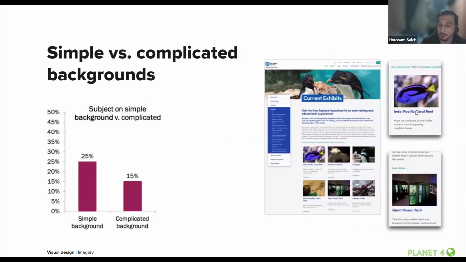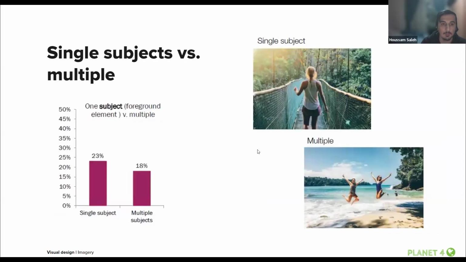In the first screenshot, it's clear what the most important image is. In the second screenshot, the lack of definition often causes people to skip over it. Also, single subjects versus multiple. People spend more time on single subjects, probably for the same reason. It's a bit more clear what the most important focal point is compared to the multiple subject photo.